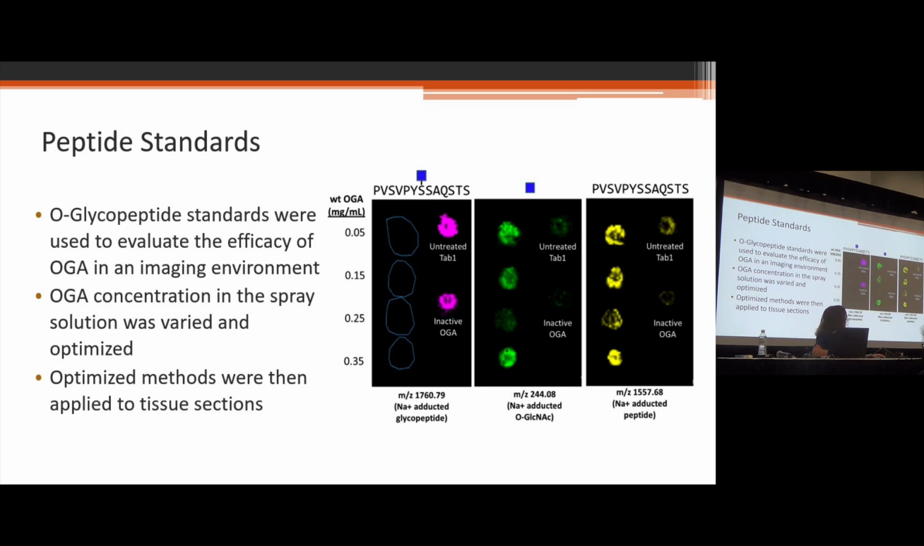And then finally, we can look at the peptide minus the modification, and we see it readily in all 4 treated spots. We believe that the standard was not 100% glycosylated, so we do see some peptide without the modification in the ones that weren't treated.